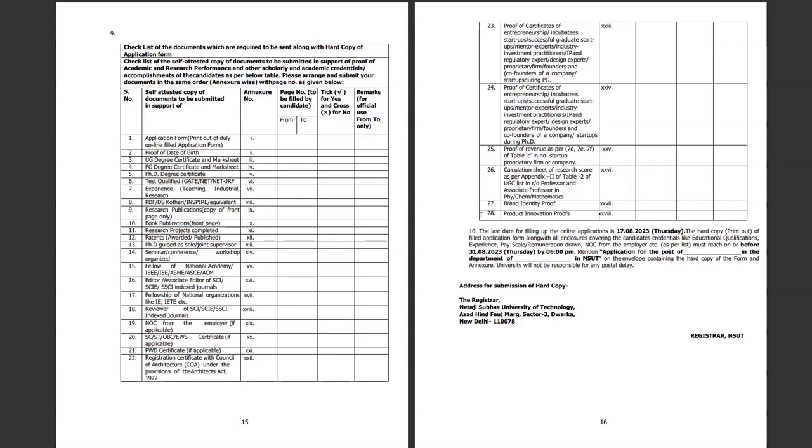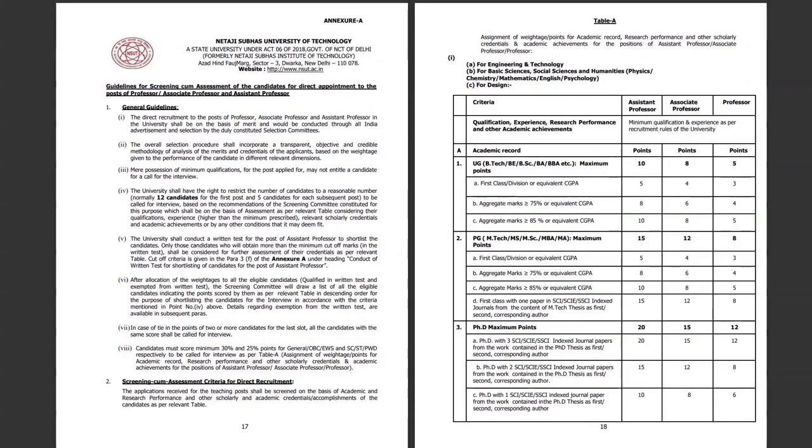So these are the things. After completion of your form, you have to send your hard copy to the university also. So these are the enclosures. These are the things you have to enclose in your hard copy, and you have to send it to the university at this address.